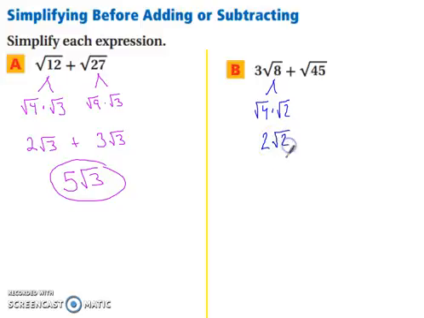So we're going to just rewrite it. Now, don't forget about this 3. That 3 kind of gets to come along for the ride. So we now have 6 square roots of 2 for our first term.